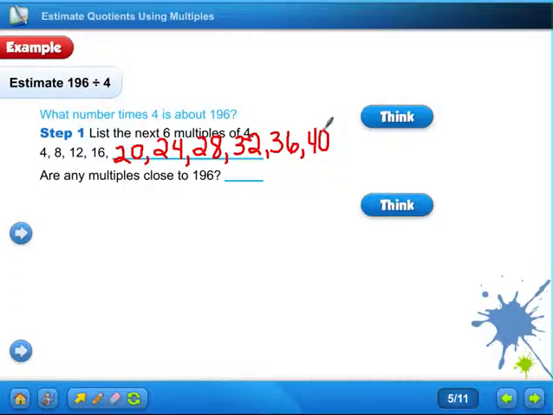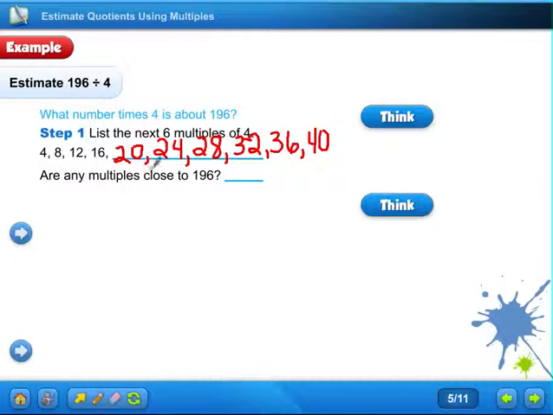Now in our song, we do know more than 40, but I stopped at 40 because they said list the next 6 multiples of 4. If you went further than that, it would be okay. They're not asking you to only list the 6, but I'm just going to do what the directions tell me. So 20, 24, 28, 32, 36, 40.